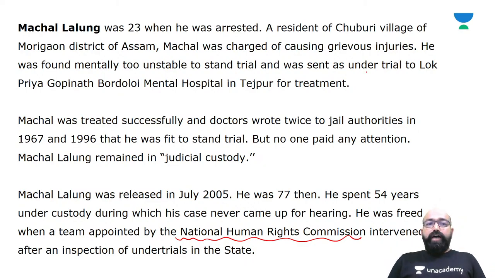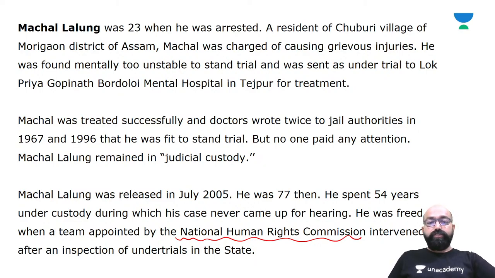from Assam, where a youth, aged 23, was arrested by the authorities and charged with causing grievous injuries. So what happened? That person was in judicial custody till the age of 77, which means he spent 52 years under custody, and during which his case never came up for hearing.